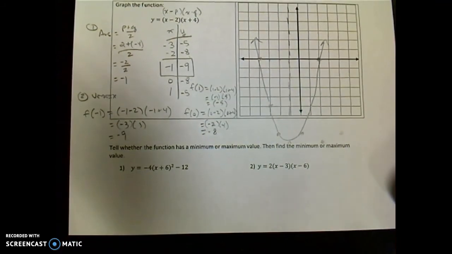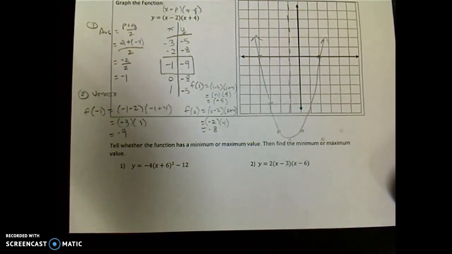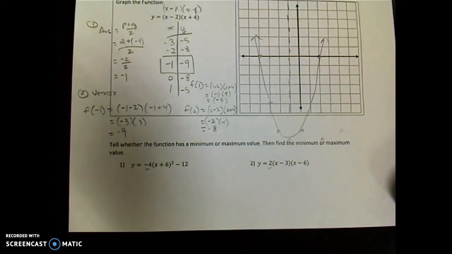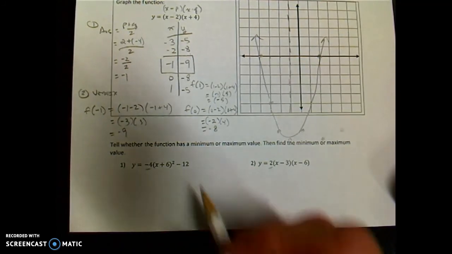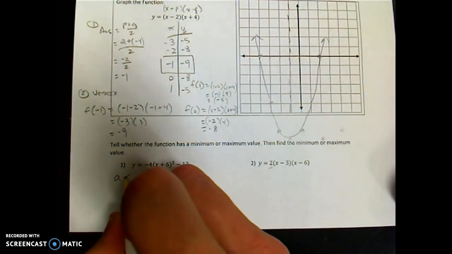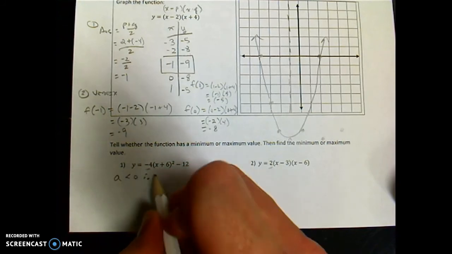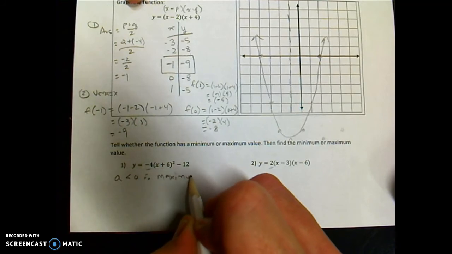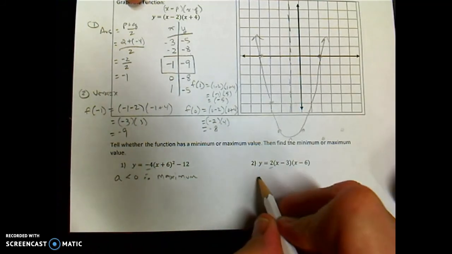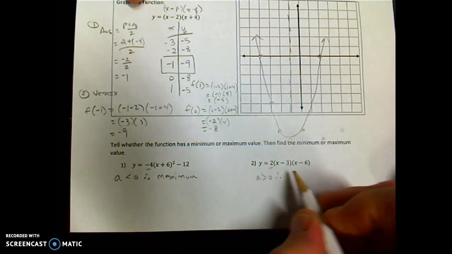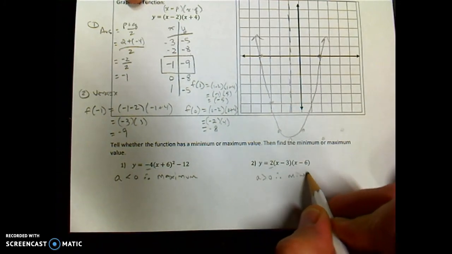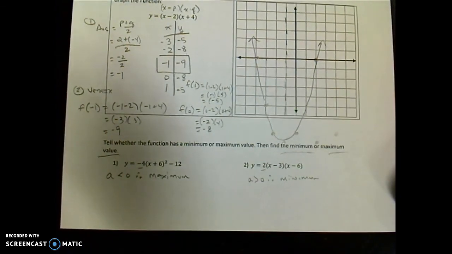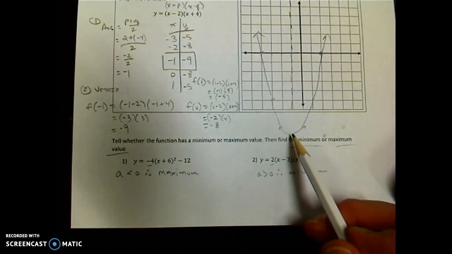Just wrapping things up, we wanted to go back and revisit the idea of a minimum or maximum value of a graph today. Your a value is going to tell you what you're looking at, a graph that opens up or opens down. Here a is less than 0, therefore this graph opens down and has a maximum. In number 2, a is greater than 0, therefore this graph opens up and has a minimum. Now we're also asked to find the minimum value. Remember, the minimum value is just the y-coordinate of the vertex.